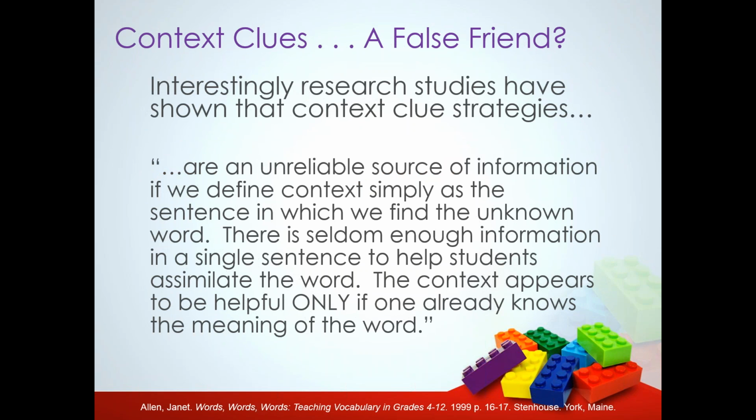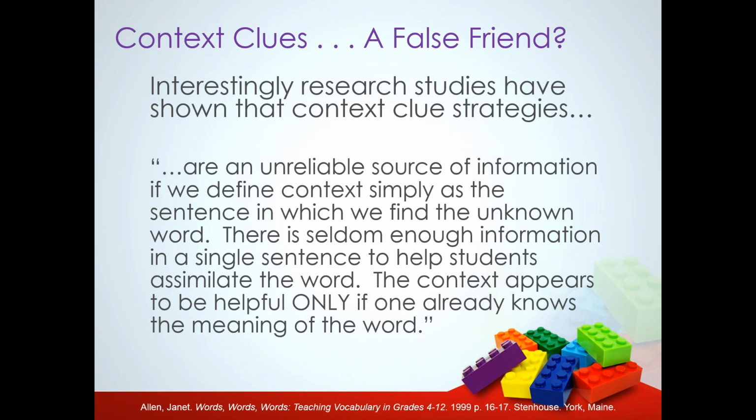So sometimes I've seen teachers teaching students about context clues, and when a student tells them that they don't understand a word, the teacher says, well, look at the sentence that it's in. And interestingly, research studies have shown that usually the text doesn't provide enough context in just the sentence that the word is contained in. So actually, context by itself is an unreliable source of information if you're defining context simply as the sentence in which we find the unknown word.